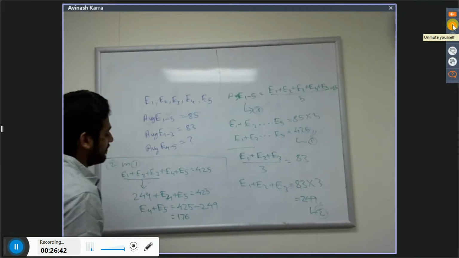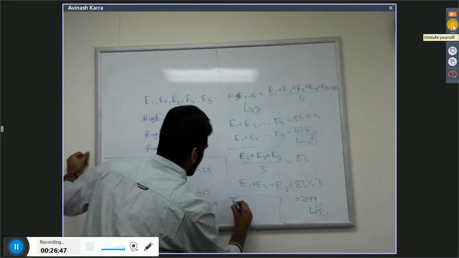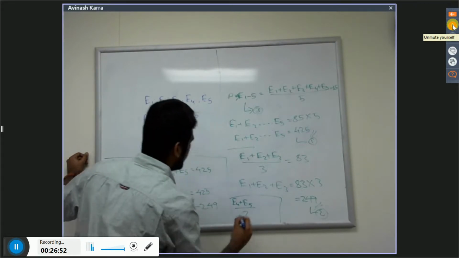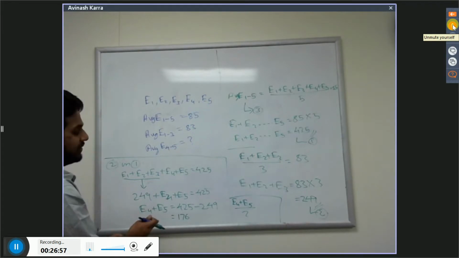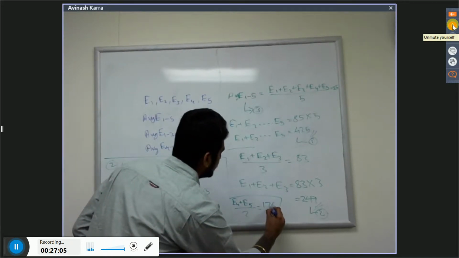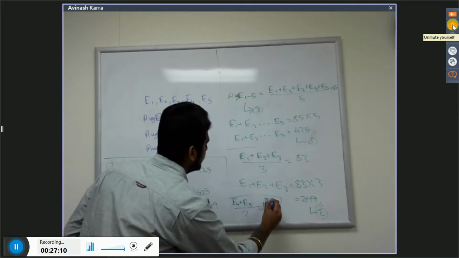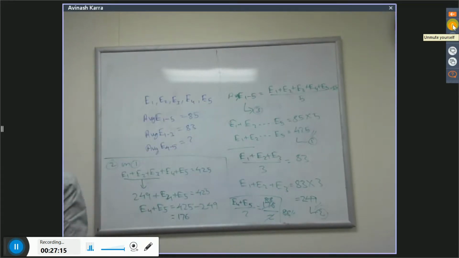And he asked for the average of this. So E4 plus E5 by 2. Average is nothing but average, right? Here we got the sum. If we need to have the average, sum by given numbers. How many numbers? 2. So 176 by 2. 2 ones are 2, 2 eights are 8. So 88 is the average. Is it right? Yes.